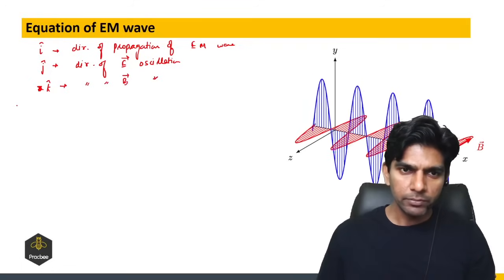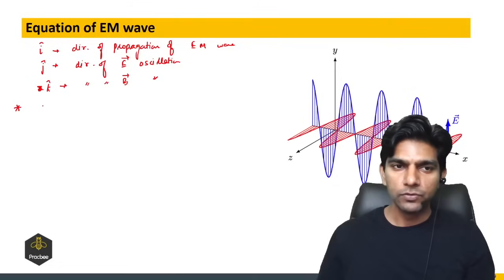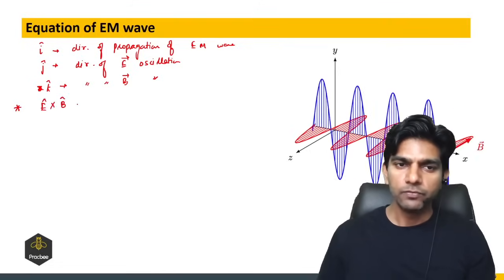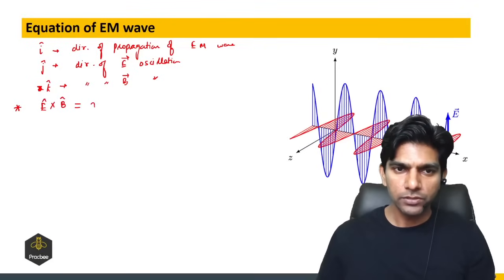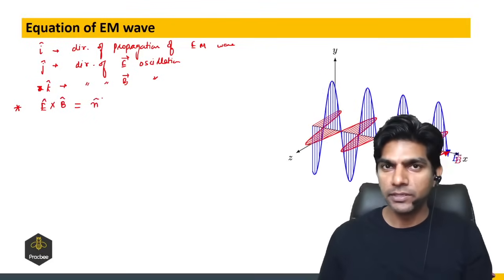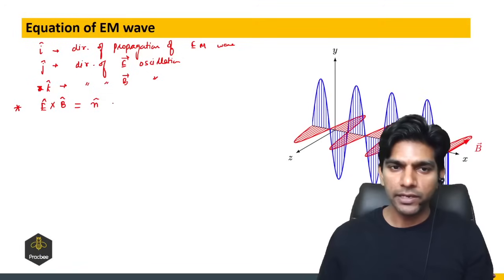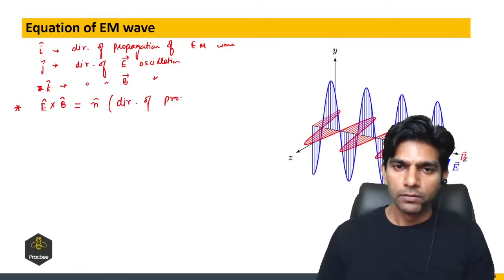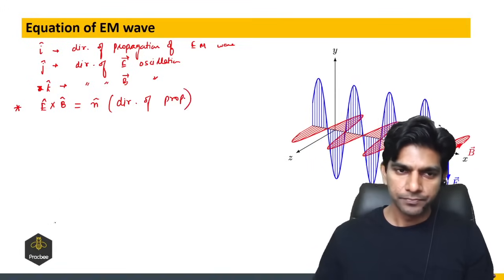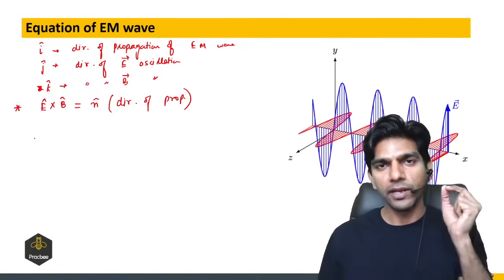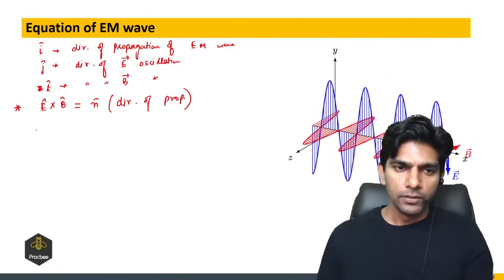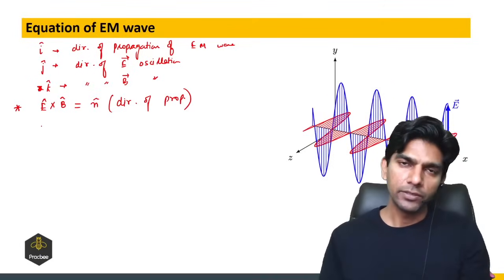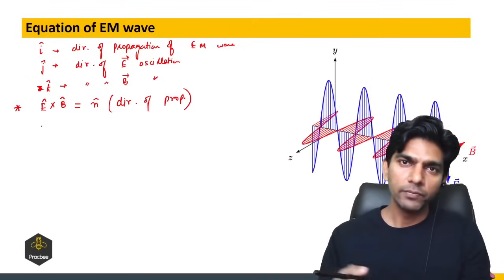And you should also remember that E cap cross B cap will give us the direction of propagation. I'm just representing it with n cap. So n cap is the direction of propagation. So we can remember this. Now if I want to show electromagnetic radiation, we can show it either in terms of the oscillating electric field or in terms of the oscillating magnetic field.